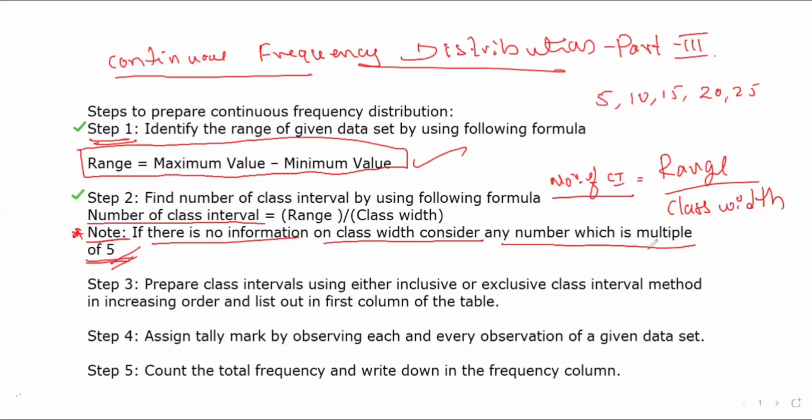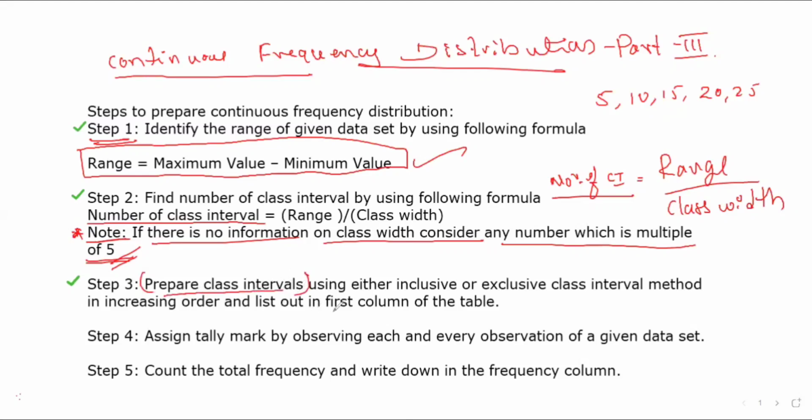So, with the help of this formula, now we can find out how many class intervals there are in my frequency table, right? So this is our second step. Then step number 3 is to prepare a class interval, right?